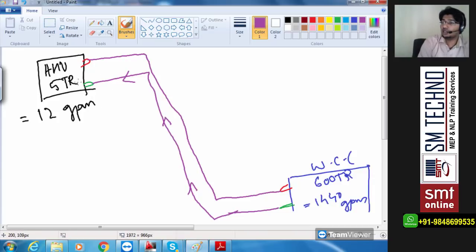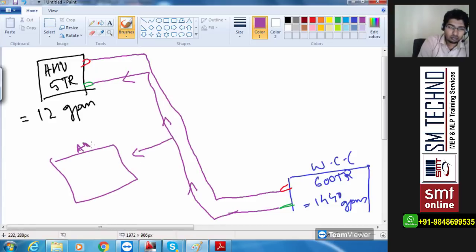Now you might be having not just one AHU. In between there can be another AHU connected like this. AHU, and I'm going to call that with 7.5 TR. How much in terms of GPM? Calculate 7.5 into 2.4. 18. So 18 plus 12 becomes 30 GPM. So at a time 18 GPM is going to be dropped here, and from 1440 the rest remaining will be moving forward and the 12 will be dropped there.